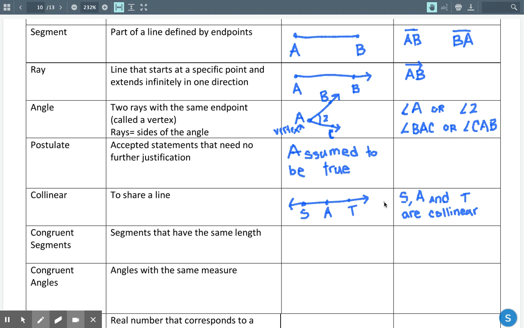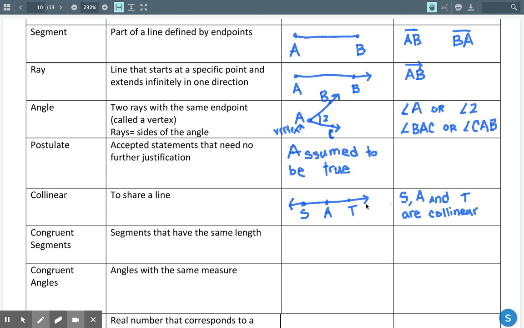Okay, so hopefully this is making sense so far. We're cruising. We're almost done with terms. Now we're going to talk about congruent segments. So congruent means the same. So here's that word, same, the same. Okay, congruent means the same.